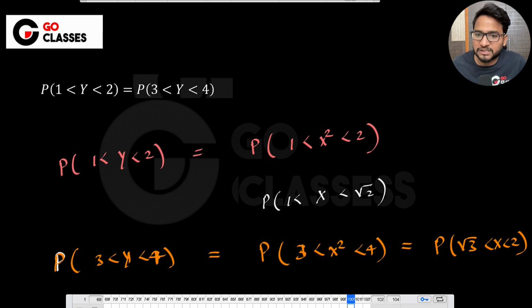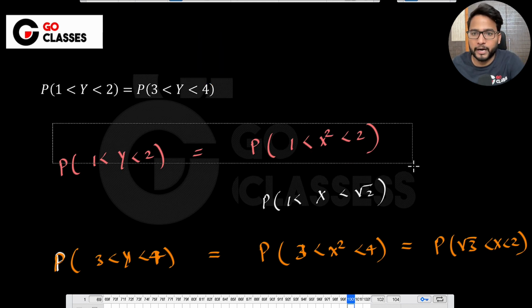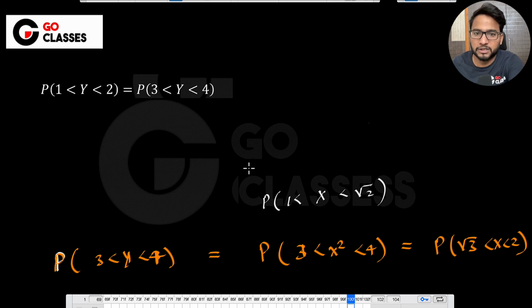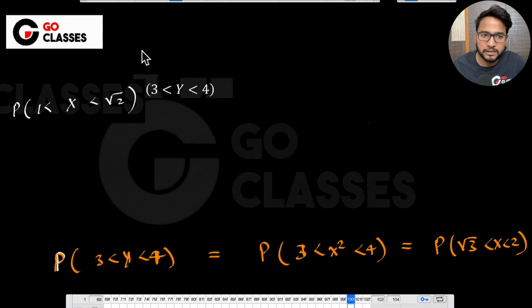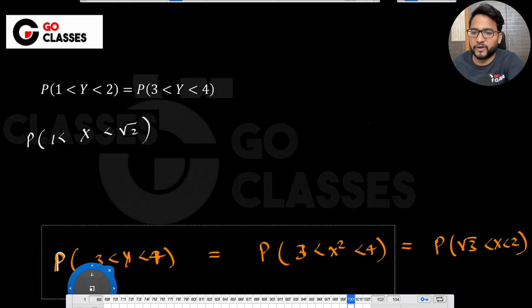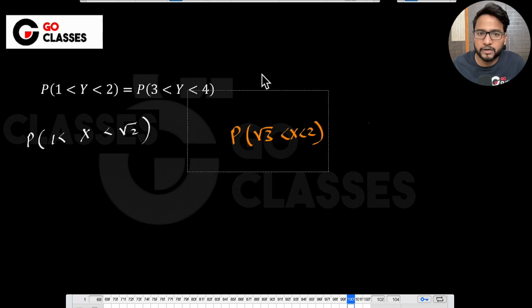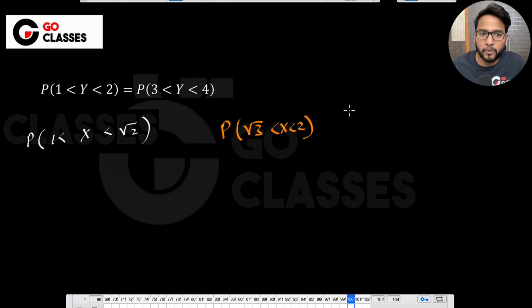If these two probabilities are the same, then I will say that A is the correct answer. Otherwise, I will say A is not the correct answer. Let's just check whether these two probabilities are the same. So basically, what I have arrived at is this. The left hand side is this probability, and the right hand side is this probability in terms of x. They have given it in terms of y, but we have converted it in terms of x. Now we need to check whether these two probabilities are the same or not.